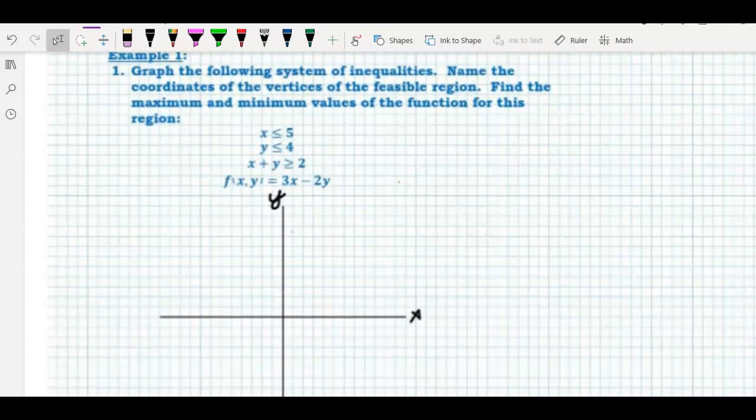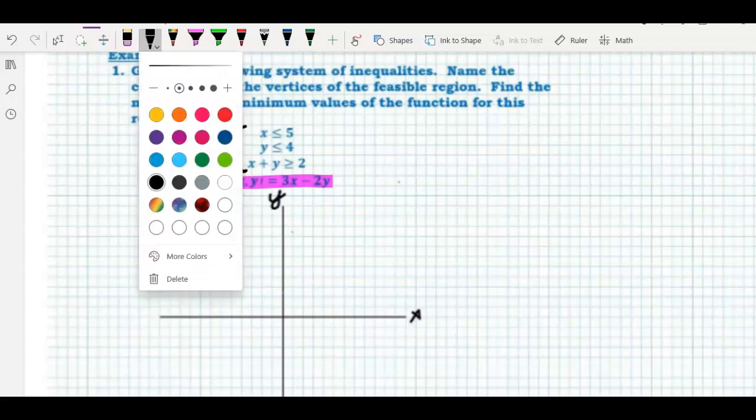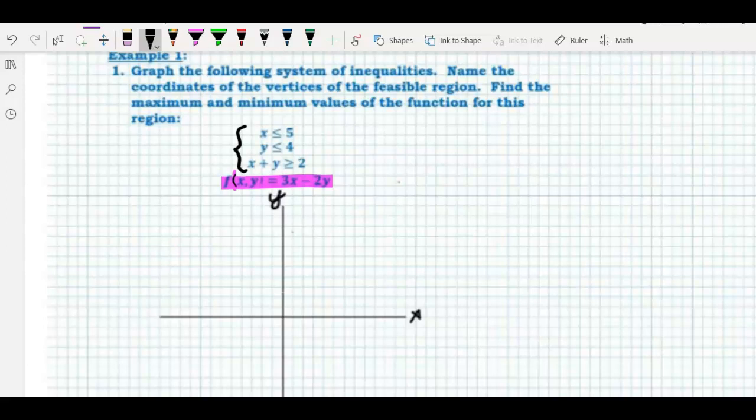All right, in the first example, the system of inequalities has already been created for us. It consists of these first 3 inequalities. This last piece right here at the end, that is going to be our profit function that we're trying to maximize or minimize. Notice it's f of x, y. It's function notation that we're going to be using.